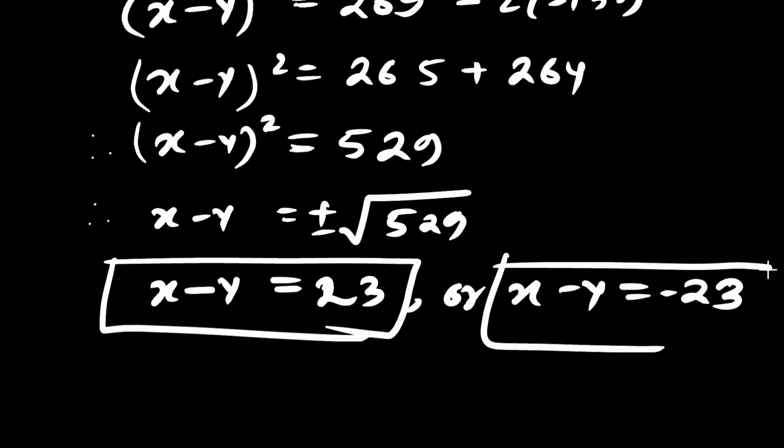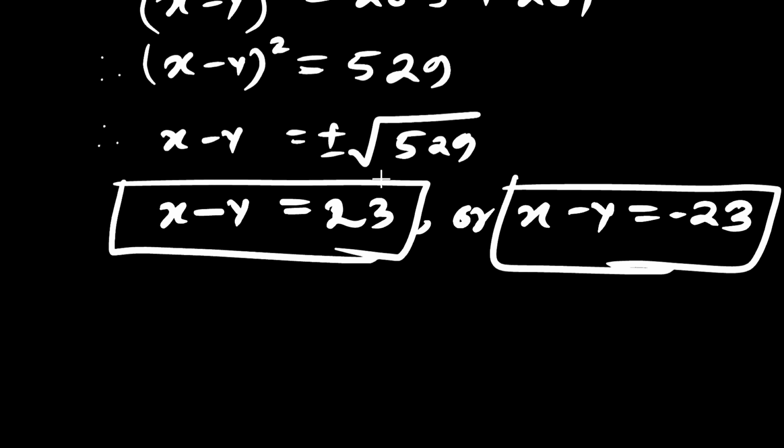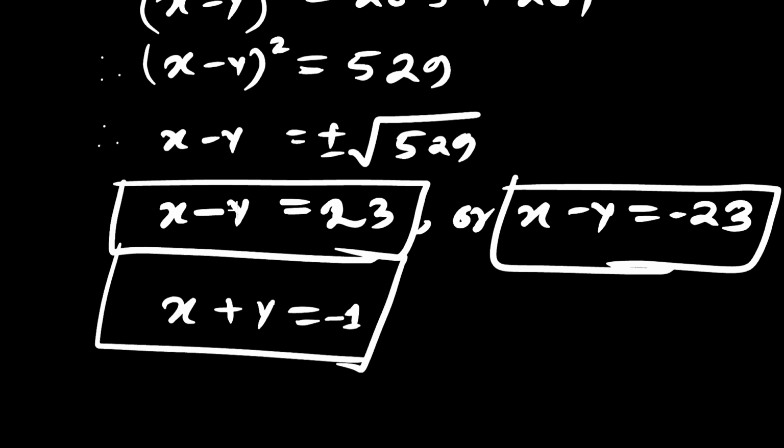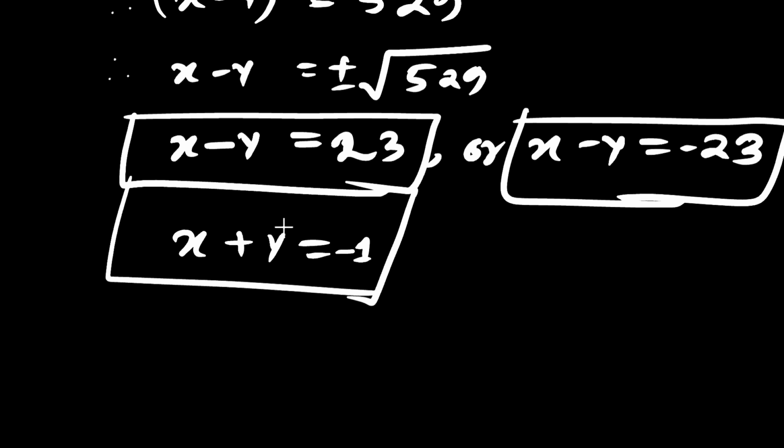In the first case, x minus y equals 23, and we already know x plus y equals -1. Add these two equations together. Notice that -y and positive y cancel each other, leaving 2x equals 22. Divide both sides by 2, and we get x equals 11.